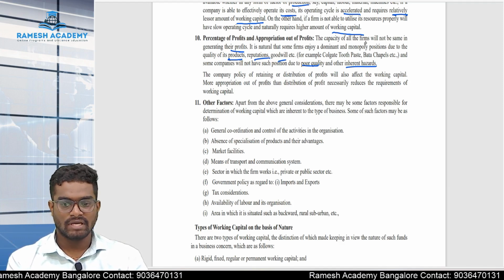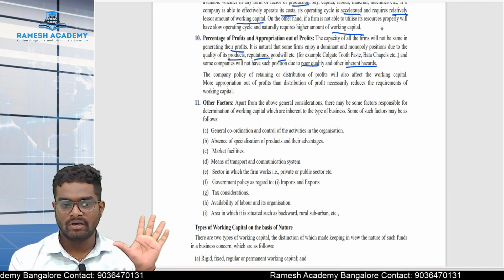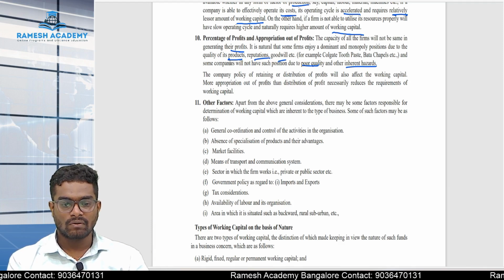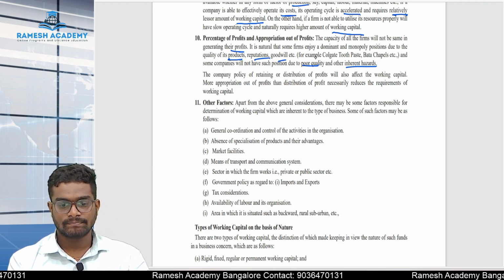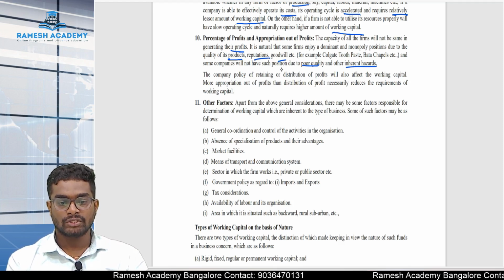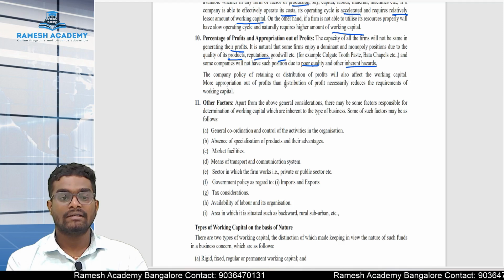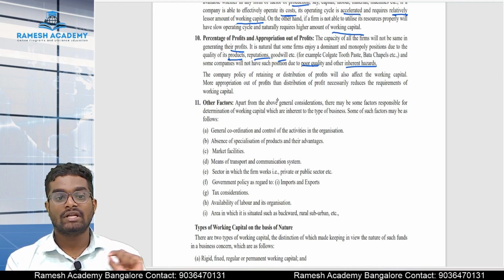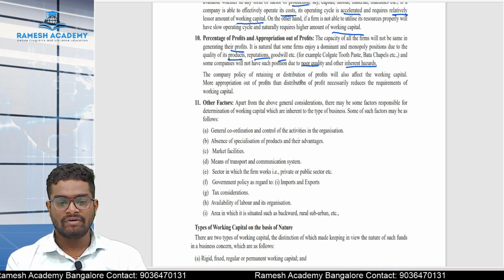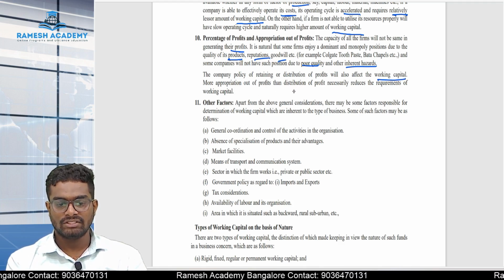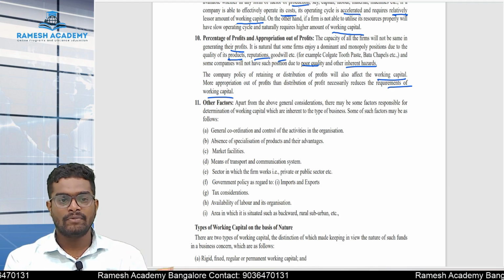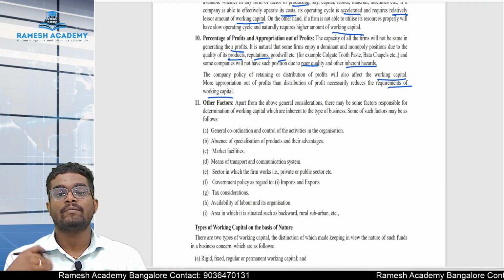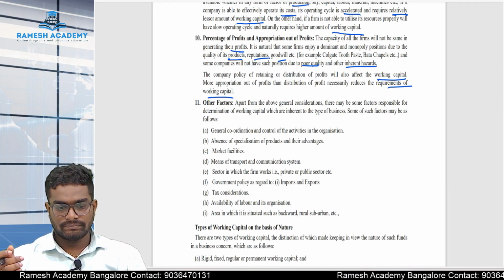Obviously, big concerns will have a dominant position. If not monopoly, they will be dominant in the economy due to the quality of their product, reputation, and goodwill. Obviously, if you see bigger companies, the reputation is very high. And some companies will not have such a position due to poor quality or other inherent hazards. There will be certain small industries whose reputation is not so good. The company policy of retaining or distributing profit will also affect the working capital. More appropriation out of profit than distribution of profit necessarily reduces the requirement of working capital. So if you are not declaring the dividend, obviously your working capital requirement will come down, because we will not be paying in the form of cash.